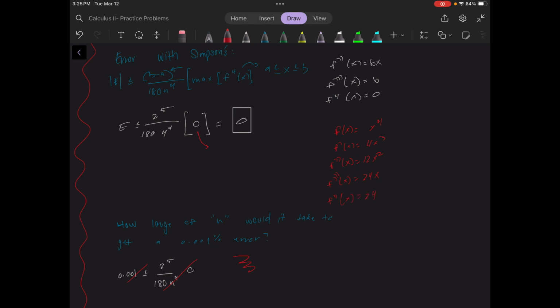So this would change to 2 to the fifth power over 180, 4 to the fourth power, now times 24. So now by changing the function, we actually do have an error now. Just plug this into your calculator. 2 to the fifth power times 24 divided by 180 times 4 to the fourth power. And I get a small error of 1 over 60, right? But it's not 0 now.